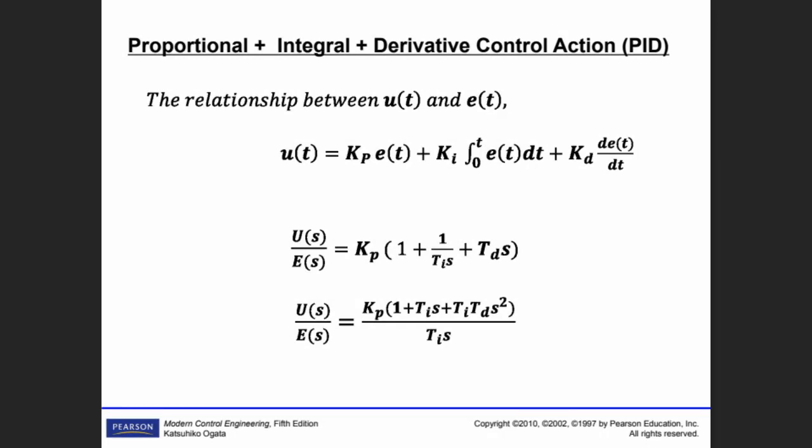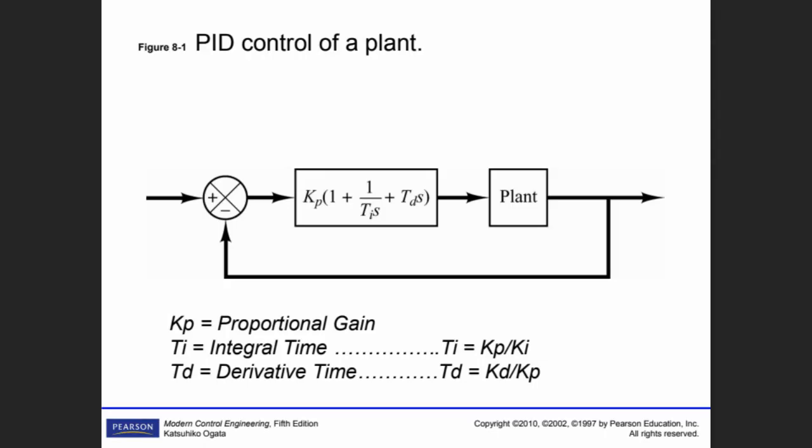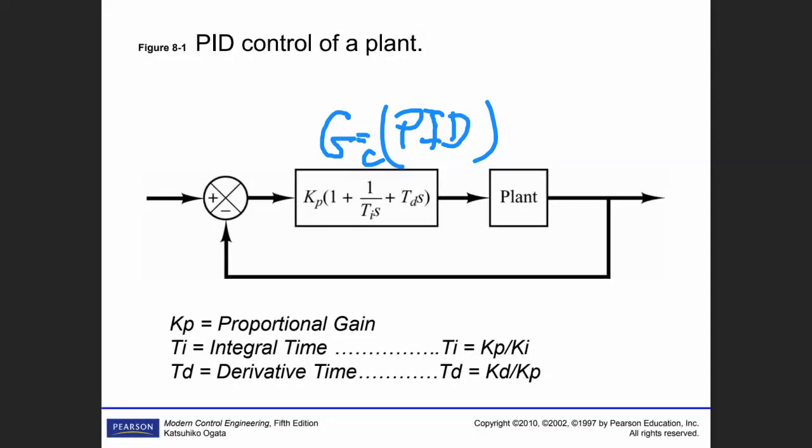Just review the PID controller action. You remember that is PID, GC. That is GC, which is PID. And this is the plant.